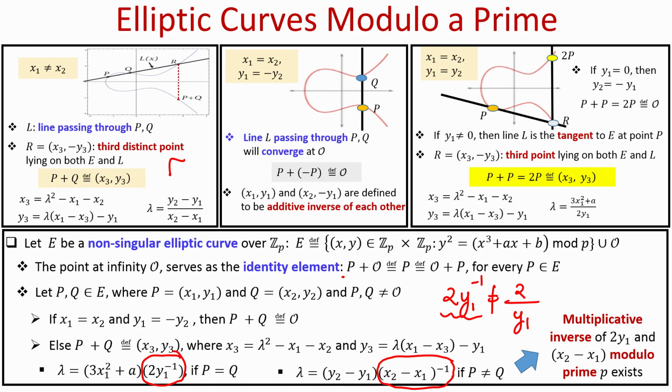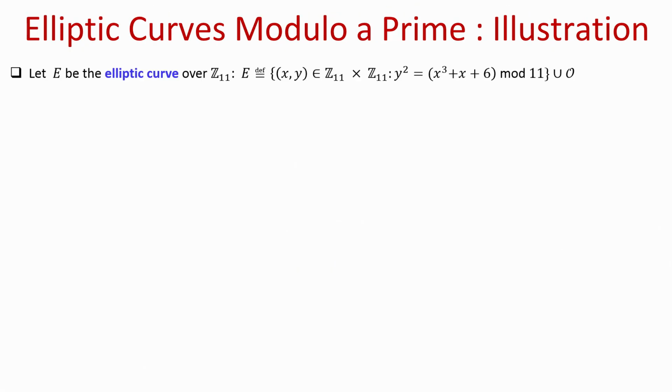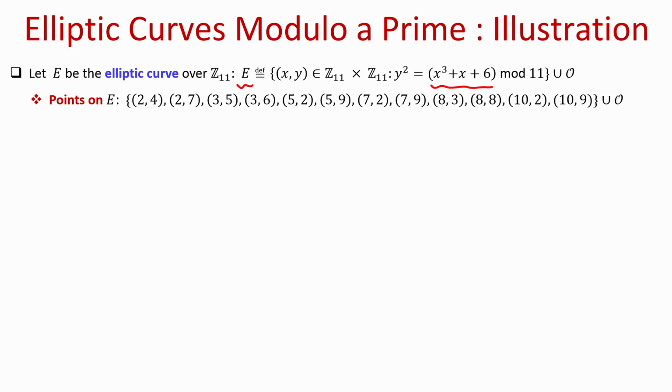So, that is the way we naturally extend the definition of the plus operation for elliptic curves defined modulo a prime. For an illustration, let us take this example. Say I perform all my operations on Z11, I take my curve to be the equation y squared equals x cube plus x plus 6 modulo 11, and I take my set E to be the set of all x comma y belonging to the set Z11 cross Z11 satisfying this equation, along with the point at infinity.